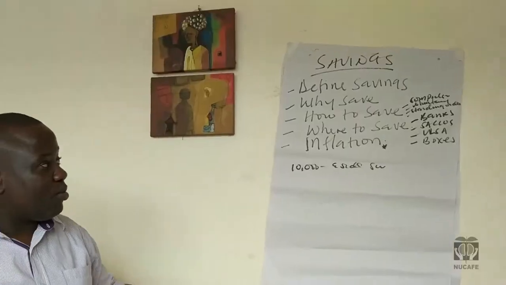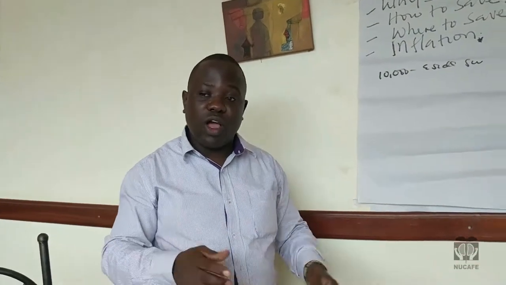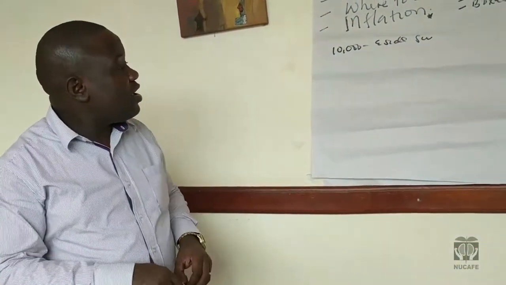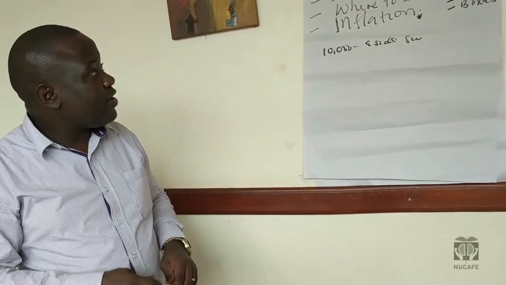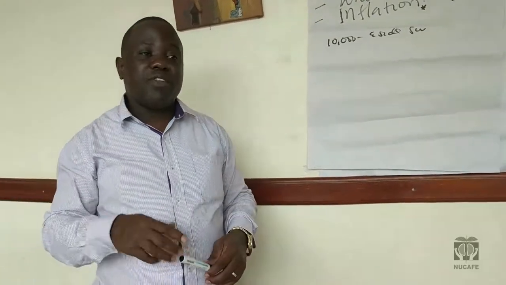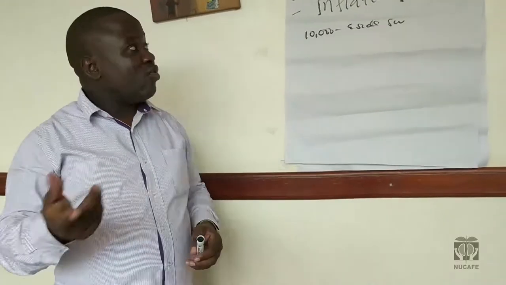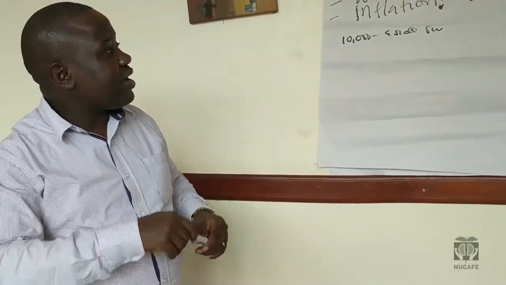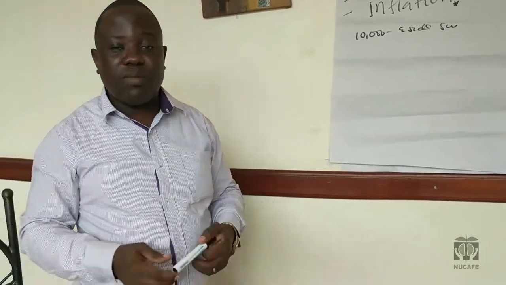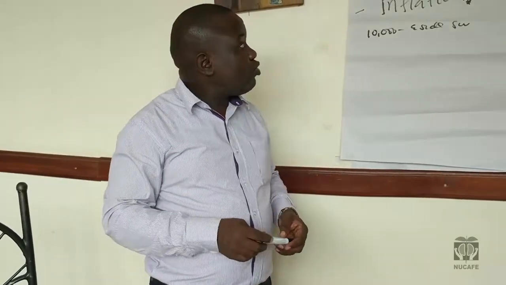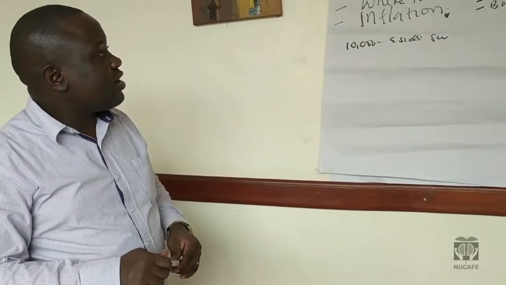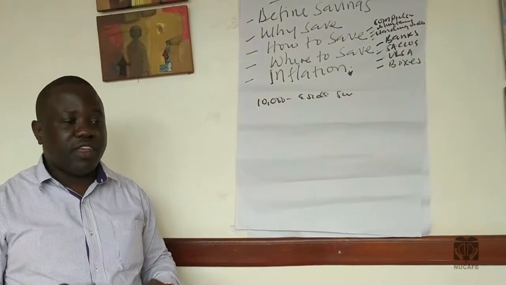Of course, also to be able to start up a small business. You may want to start up something in terms of business. You say I'm putting aside this amount of money every month to be able to achieve 5 million in the next number of years, and I'll be able to use it to start a small business. Now, of course, savings at the end of it all, simply, is a sacrifice.